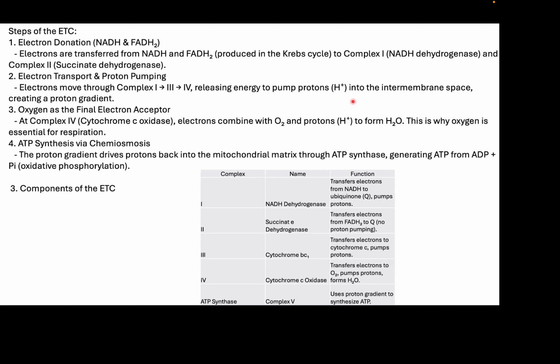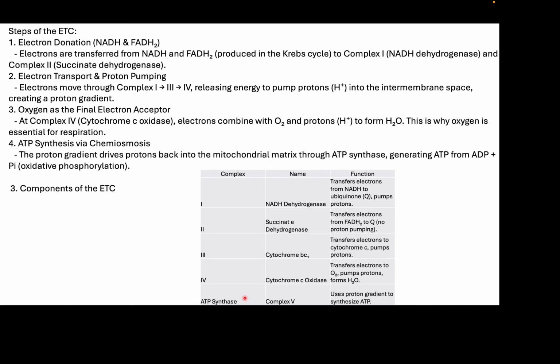To maintain a difference of hydrogen concentration inside the mitochondrial matrix and in the space between the two membranes, a pump works. So that this difference is maintained and electrons can transfer from complex 1 to 2, 3, 4 and at the end to the ATP synthase. This is the whole process.